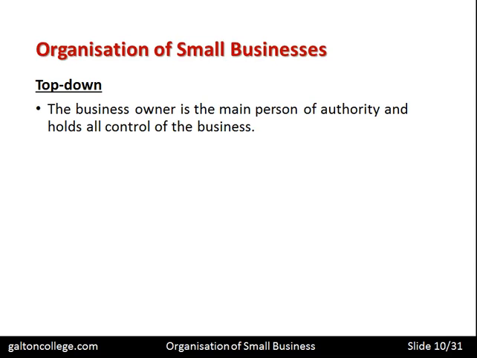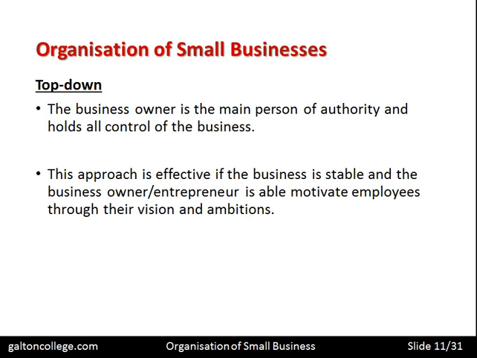The business owner is the main person of authority and holds all control of the business. So it's the first point to make, and it's an important point, that the owner is in control. The owner is in complete control. It's not shared, generally speaking, with others. Small businesses may be owned by one person, set up by that person, owned and managed by that same person. This approach is effective if the business is stable and the business owner or the entrepreneur is able to motivate employees through his or her vision and ambitions.